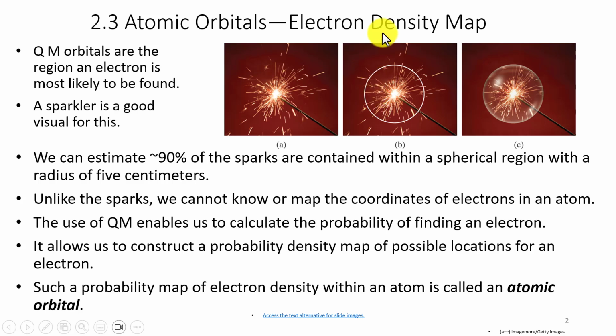So it is an area of space around the nucleus where the electron is most likely to be found. Now this shape can be spherical, like the example with the sparkler, or it can have different shapes, and we're going to look at them in a little bit here. The important point that I want you to remember is that these atomic orbitals that we're going to talk about are really just calculated areas of space where we have the highest probability of finding an electron.